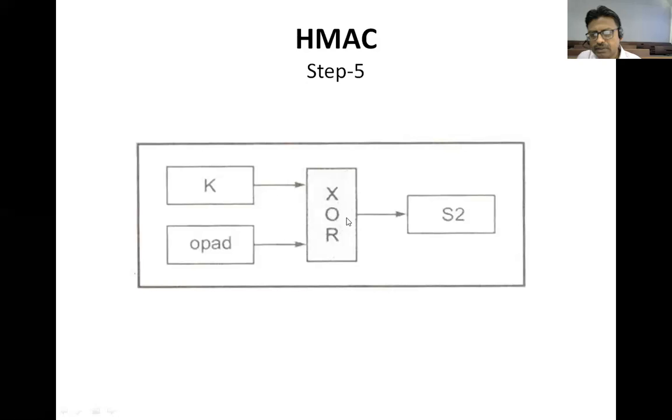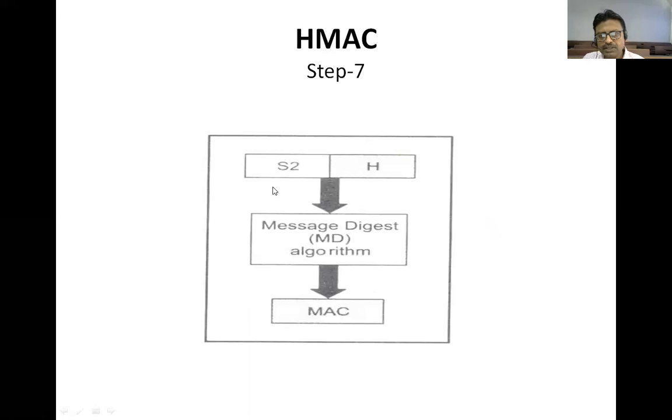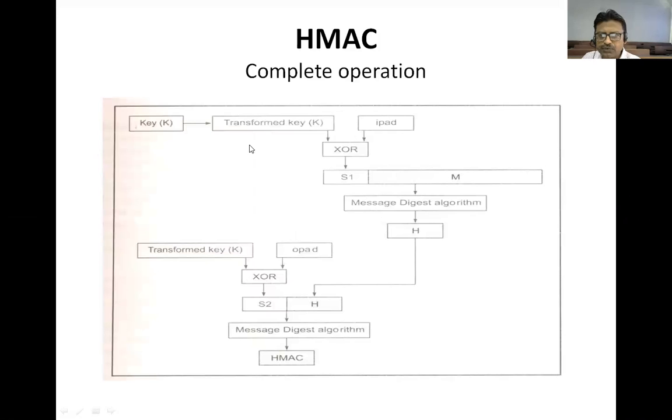Once we have calculated the value of S1, appended it with the original message, and calculated the value of H, the next step is to XOR the value of K with OPAD to get S2. And once this S2 is calculated, it is appended with the hash value, so that in an abstracted view, it looks like S2H. And on this S2H, again, we apply the message digest algorithm to calculate the MAC. And this MAC is known as HMAC.